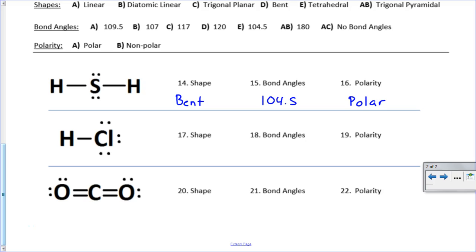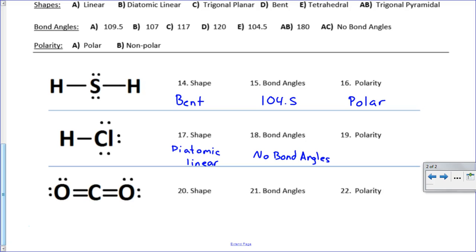All right, for HCl, the shape is kind of funny. It's got just 2 atoms in it, so we call it linear, but it's a diatomic linear, which is a little bit funny. Diatomic linear. The bond angles on this one: there are no bond angles.